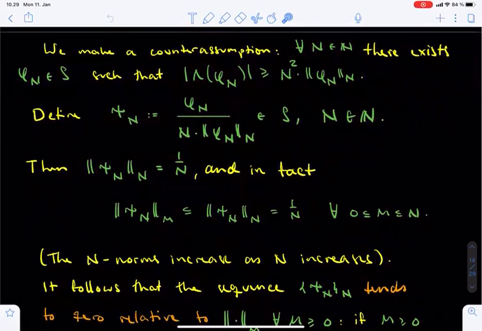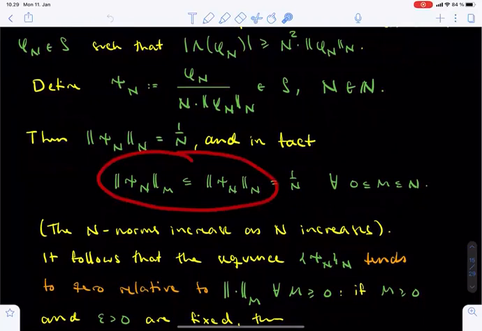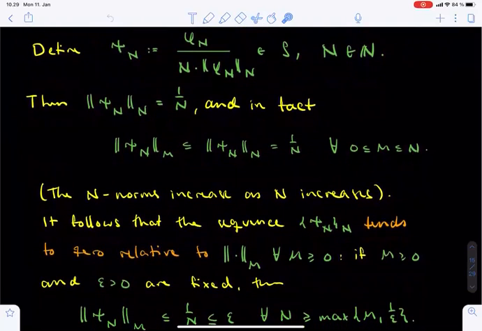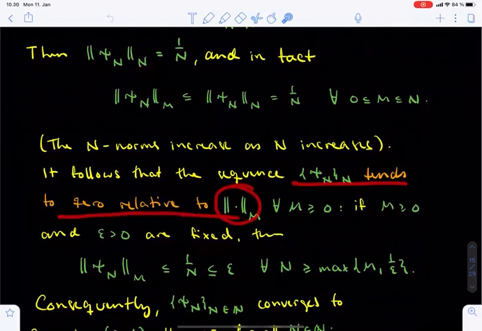In fact, we can say a little more. If m is an integer between 0 and n, then the m-norm of psi_n is bounded by the n-norm of psi_n, which was equal to 1 over n. The first inequality follows from the fact, which we briefly mentioned before the proof started, that the n-norms are in increasing order relative to n. From this inequality, we may deduce that if m is any fixed natural number, then the sequence psi_n tends to 0 in the m-norm.